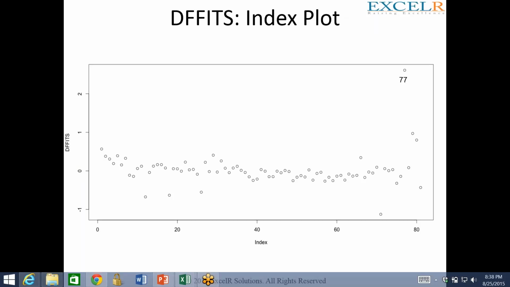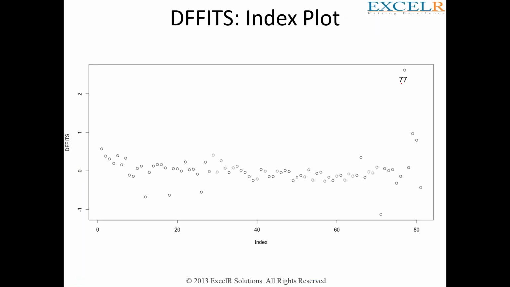By looking at this index plot, it's extremely clear for me that observation number 77 seems like an outlier. What do you guys feel? Do you see that there is any other value which is significant here?